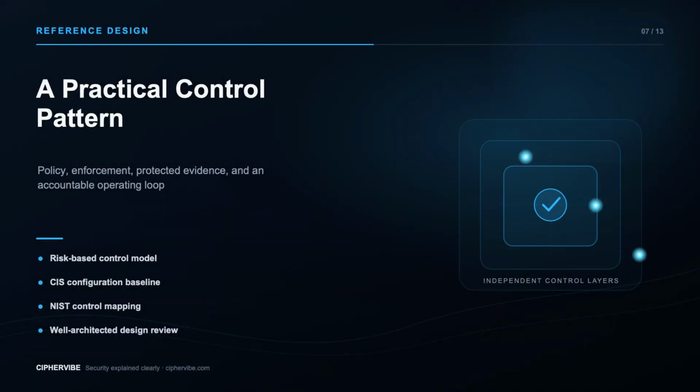Begin with an explicit policy that describes the permitted outcome. Enforce that policy at the closest reliable control point. Route decision and activity evidence to protected storage. Then give an accountable team a tested path to review exceptions, correct drift, and respond to violations. A practical framework pattern defines common internal controls, maps them to configuration benchmarks and external requirements, embeds provider guidance in architecture reviews, and uses evidence to measure whether the controls are operating.